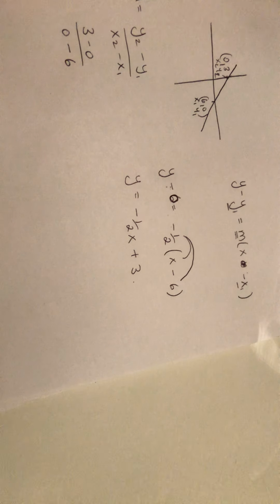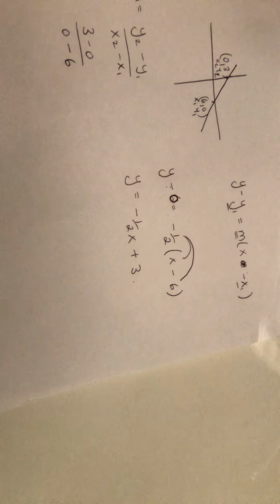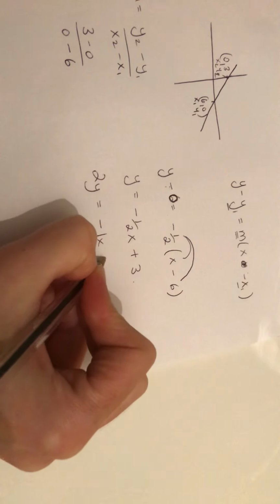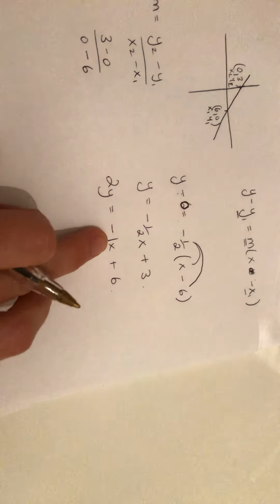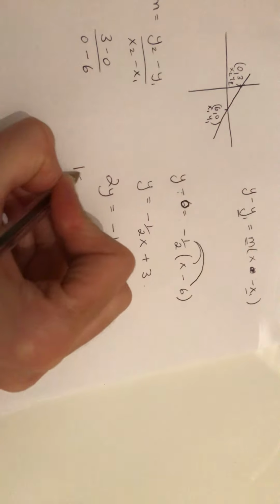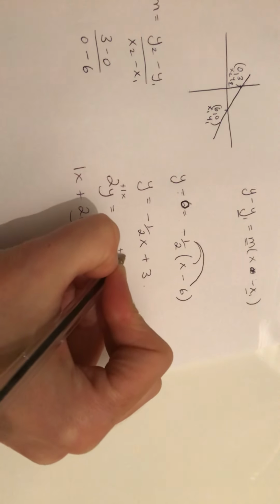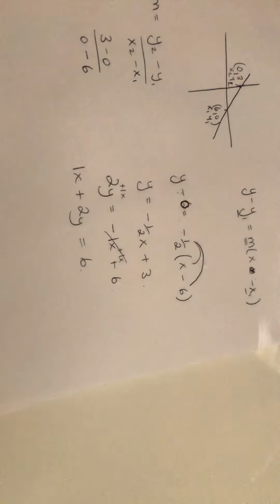Now, you can leave it like this, or maybe you don't like the look of that and you'd like it to look slightly differently. Some people don't like fractions. If you don't like fractions, get rid of fractions. So if you want to get rid of halves, you do the opposite. You multiply by 2. But if you multiply one thing by 2, you need to multiply everything by 2. And I'm going to add 1x to both sides. So if you add 1x to both sides, I end up with that.